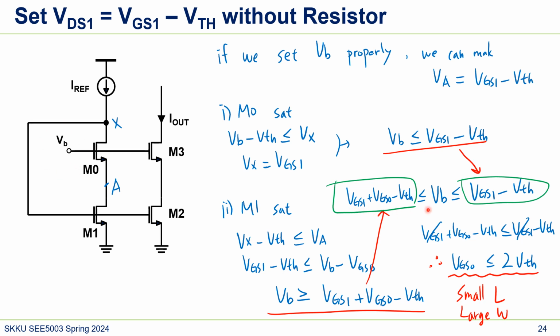By the way, we desire VB low, right? Because if VB is low, then we can have more headroom here. So we can set VB as this voltage. Maybe we can put some margin, but basically this is our target. So now let's look at how we can set VB to this condition.